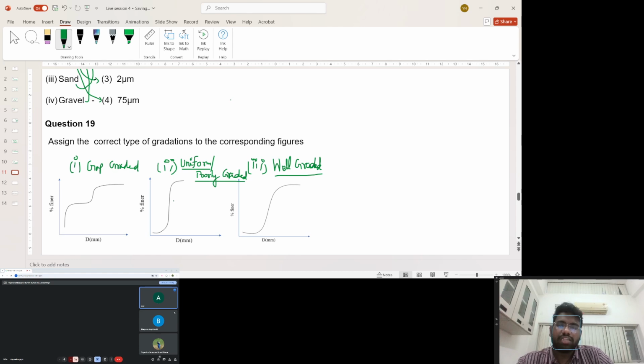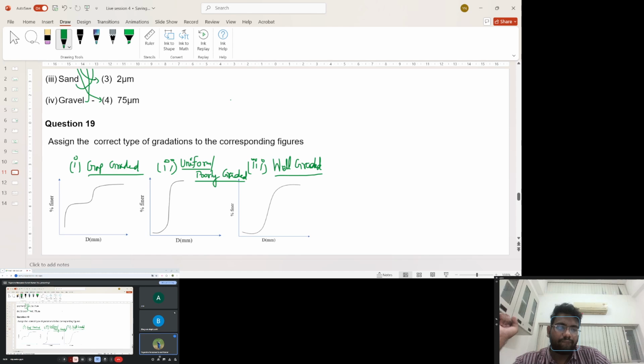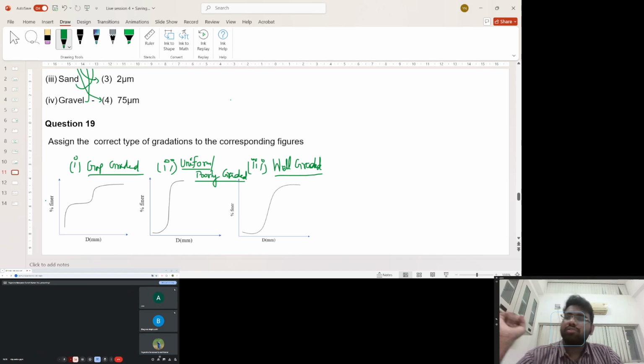And gap graded is where a particular size will not be present. So that is why there is a dip here. So it corresponds to gap graded soil. Any doubts? No, sir. So moving to the next question.